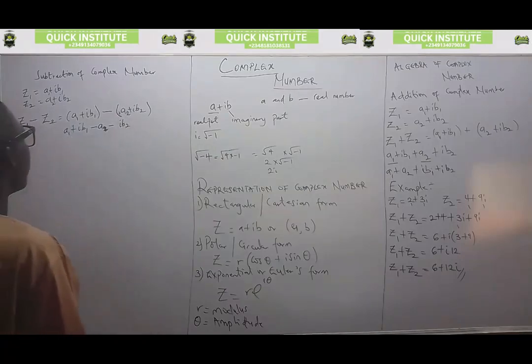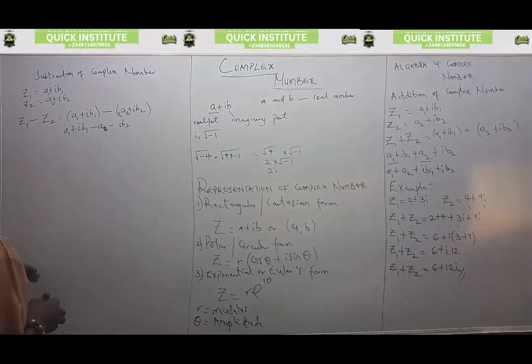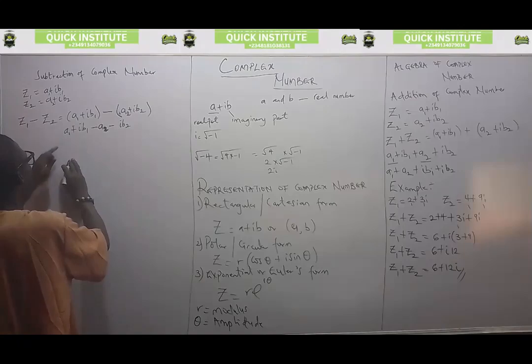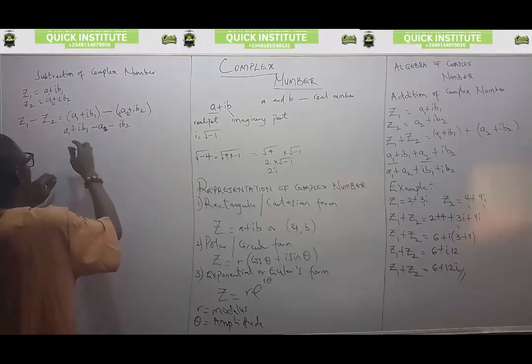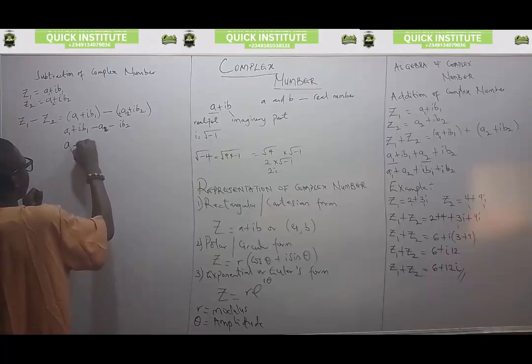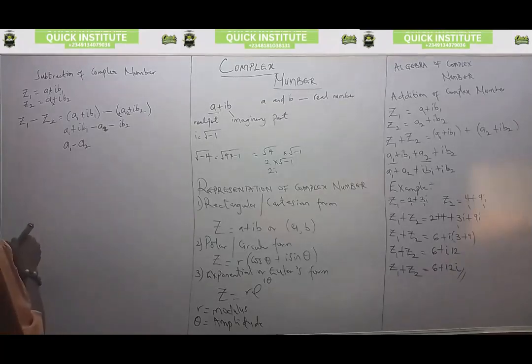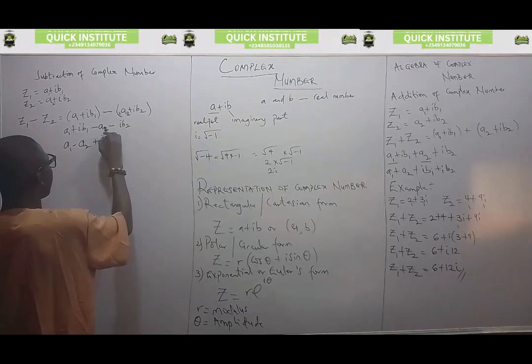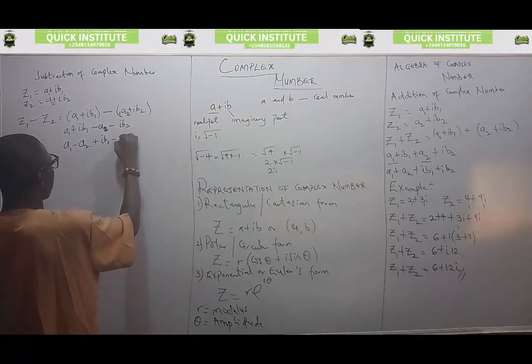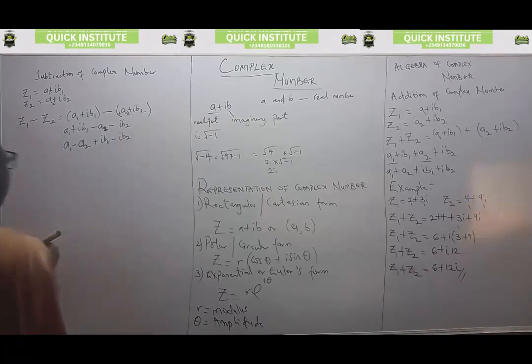So now, as when we were dealing with addition of complex numbers, we bring the real part to one side and the imaginary part to one side. Our a1 and a2 are our real part. So we now have a1 minus a2, and bring the imaginary part together, which is plus ib1 minus ib2. So that's how we solve subtraction of complex numbers. Let's look at an example.